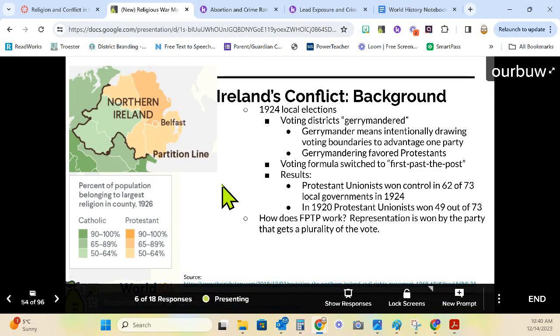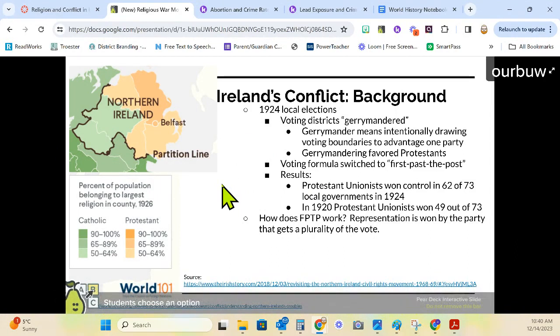So how does this first past the post, or FPTP, work? Representation is won by whoever gets the plurality. Plurality is not just a different way of saying majority. Plurality means that you got more votes than any other party. It does not mean majority. Majority means you have to have gotten more than 50% of the vote. Right? Not much more than 50, but you have to get at least 50% of the vote plus one more voter.